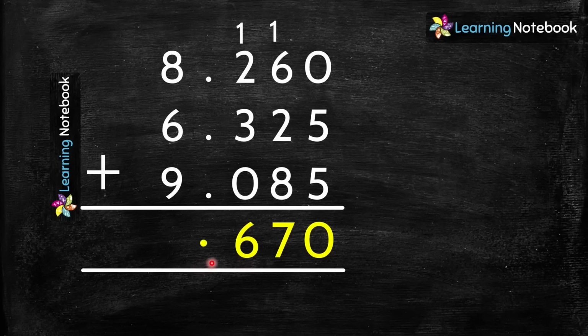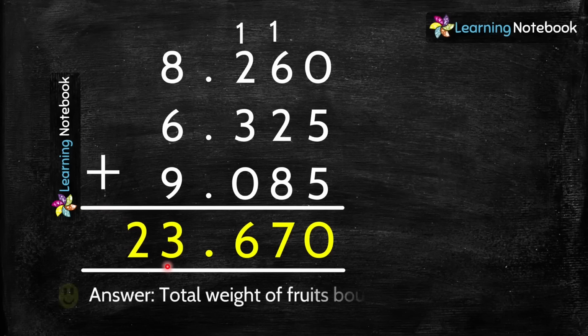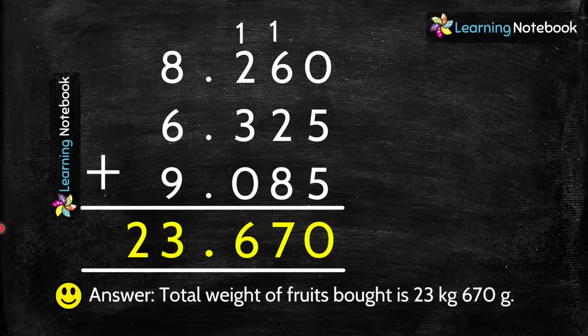So let's put a decimal point in the answer and then we will add the whole number part. 8 plus 6 plus 9 equal to 23. So answer is 23.670. Let's write the answer statement. Total weight of fruits bought is 23 kilogram 670 gram.